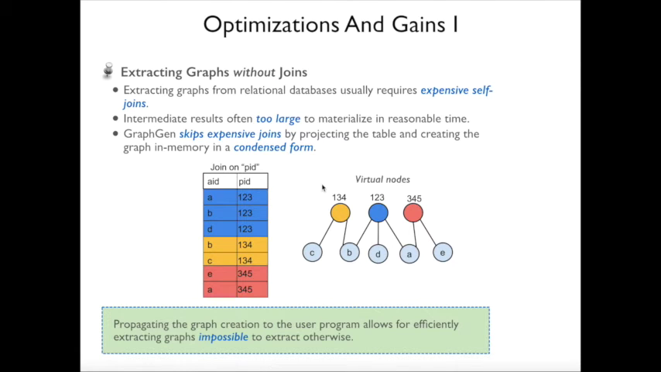It turns out that extracting these graphs is not always straightforward, which led to the development of various optimizations. Extracting graphs from relational tables often requires expensive self-joins that can end up being impossible to materialize as the table grows in size. One of the most important optimizations happening under the hood is that, using the estimates provided by the query optimizer, we can choose to skip these self-joins completely and construct the graph in a condensed representation instead, which only requires a single sequential scan over the table. The condensed representation consists of real and virtual nodes.